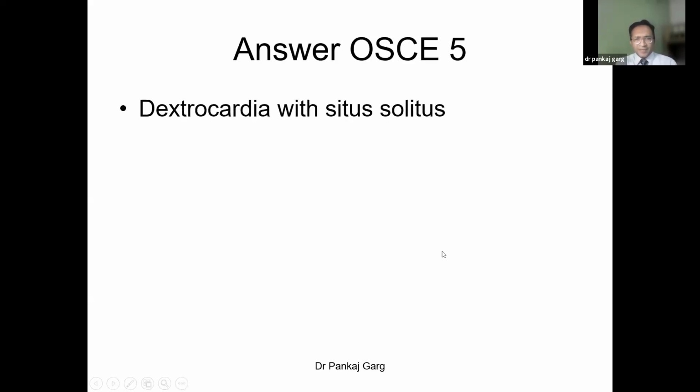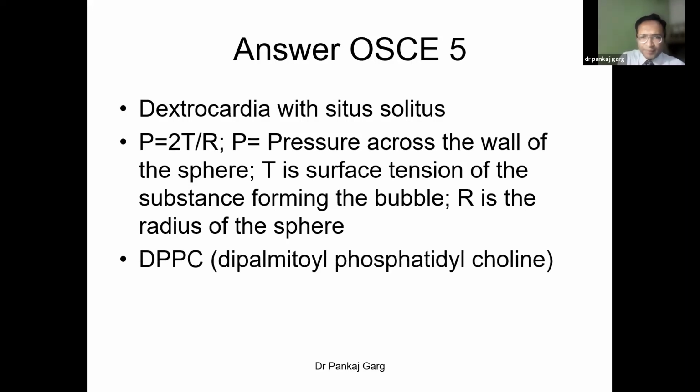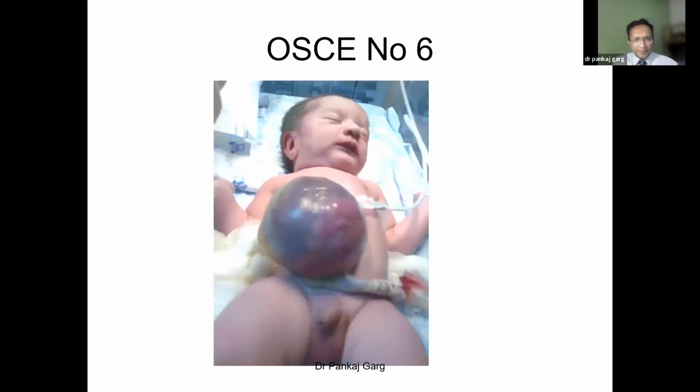So let us look at the right answers. So dextrocardia with situs solitus. 2T by R, with the pressure across the wall of the sphere is P. T is surface tension, R is the radius. So as you can see, less the radius, more the surface tension. More the radius, less the surface tension. And dipalmitoyl phosphatidylcholine is the most active component of the surfactant, the active component of surfactant. Correct? Look at this X-ray carefully.